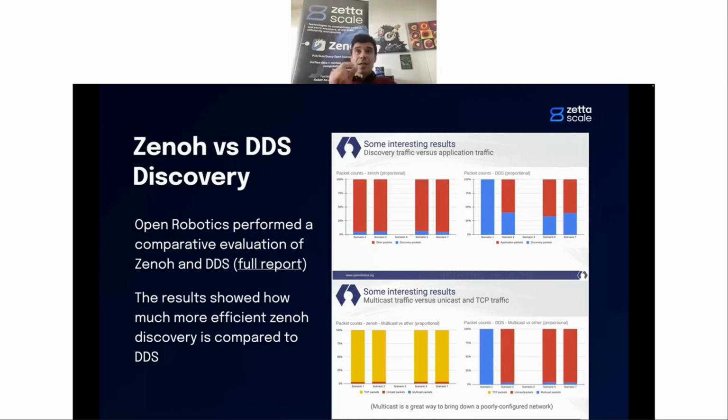It shows, in blue, the difference between the amount of discovery data in Zenoh versus DDS. In scenario 1, you can see that in DDS you're essentially communicating just discovery data and very little actual data, because this is a ratio. Again, I suggest that you look into that report, because it's very insightful in understanding some of the tricks that Zenoh plays and the performance that you get out of it.